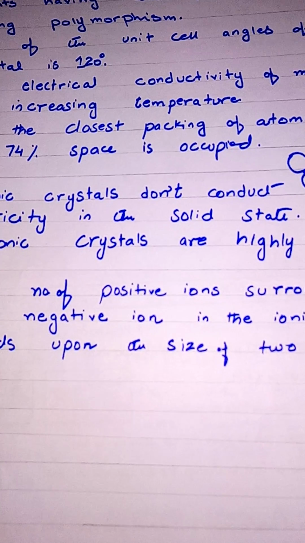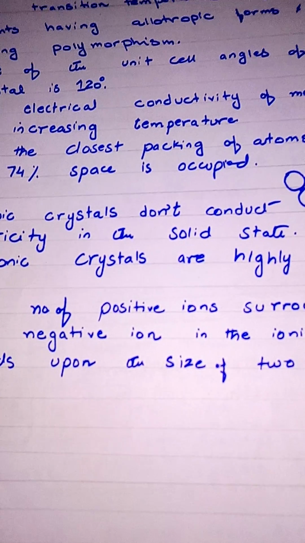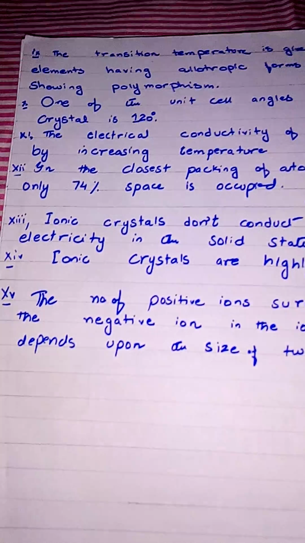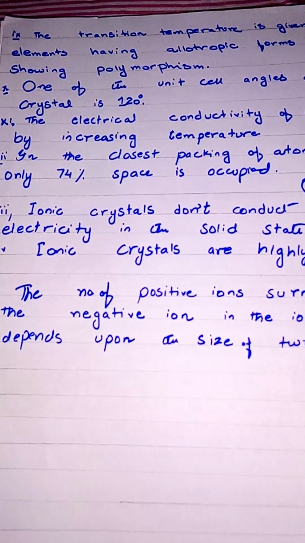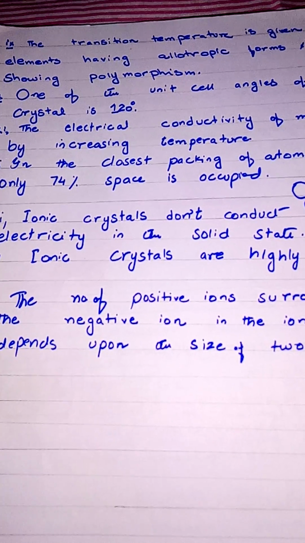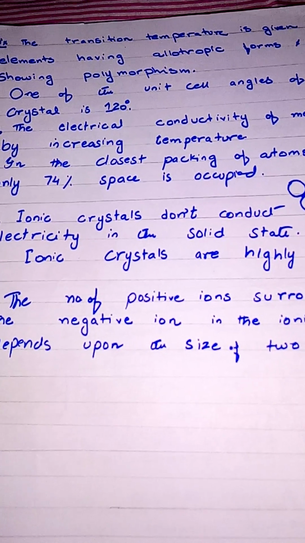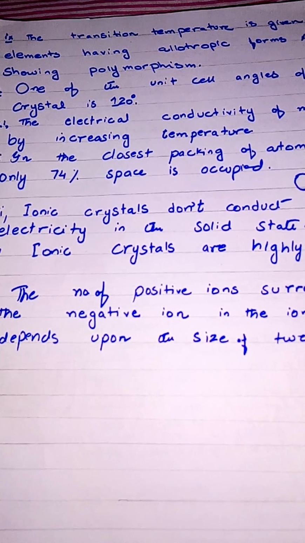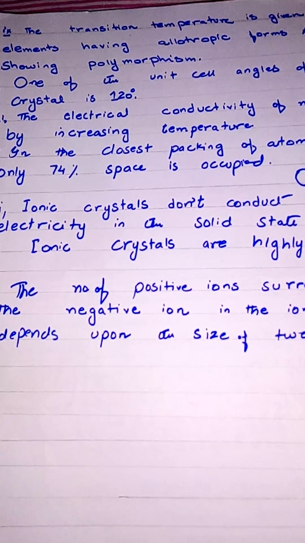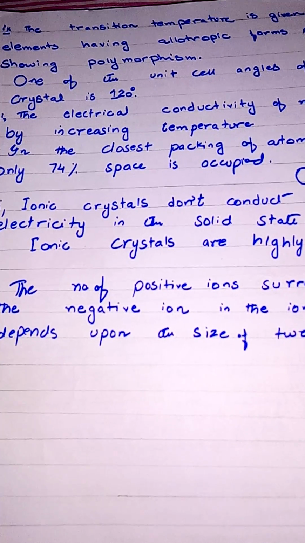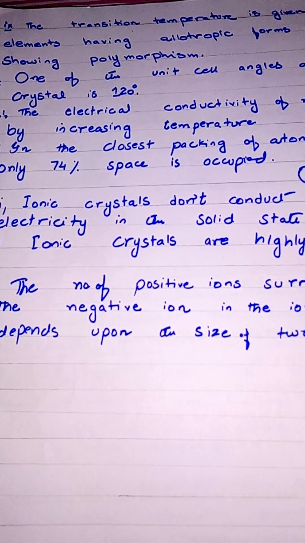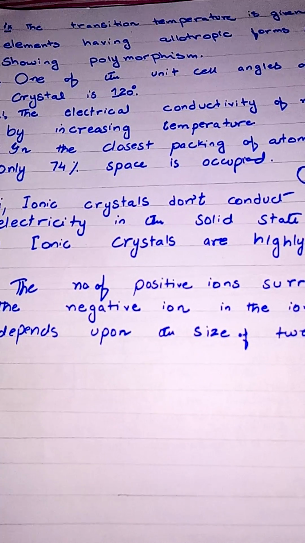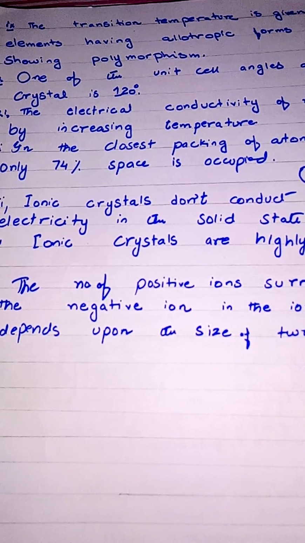Okay, now the last short question is: the number of positive ions surrounding the negative ion in the ionic crystal lattice depends upon the size of the two ions. The number of ions surrounding a particular ion depends upon the relative sizes of the two ions. For example, if a small negative ion gets surrounded by a large positive ion, the coordination number will be small, and vice versa. Consider the case of NaCl and cesium chloride.